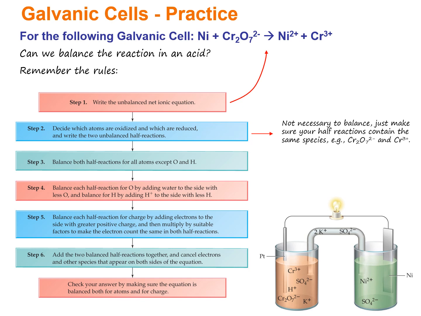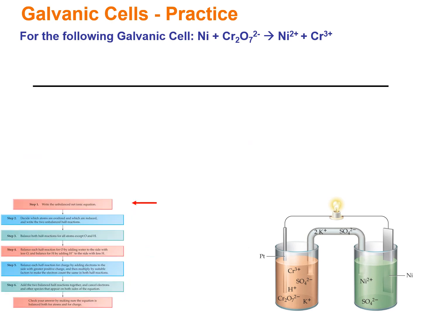If you wanted to balance things in a base, just remember at the end of the reaction, you just neutralize all the H+. So if you had 7 H+, you're going to add 7 hydroxides to both sides, and then your reaction would be balanced in a base at that point. So like I said, we're looking at this nickel and the dichromate here. And so we've got that unbalanced reaction.